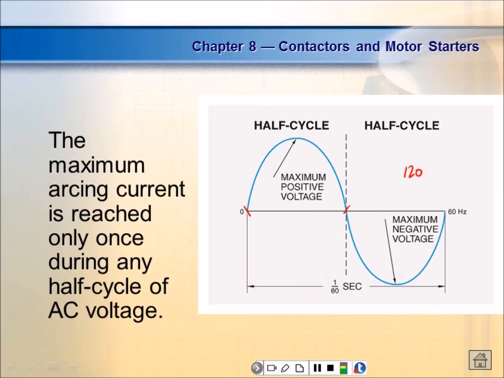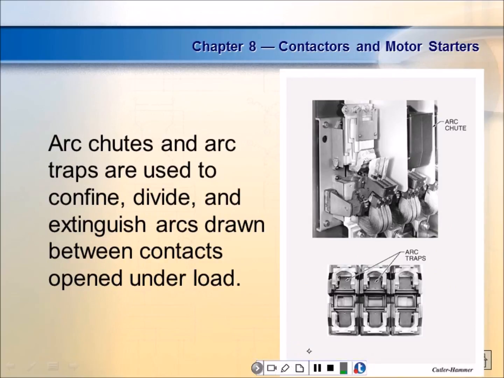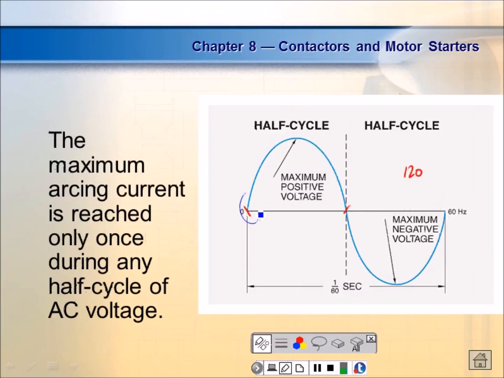That's right, but it's not the answer I was looking for. What I'm looking for is this right here. Here it goes to 0 volts. If it goes to 0 volts, how much current do we have? 0. So AC has the ability to be self-extinguishing.